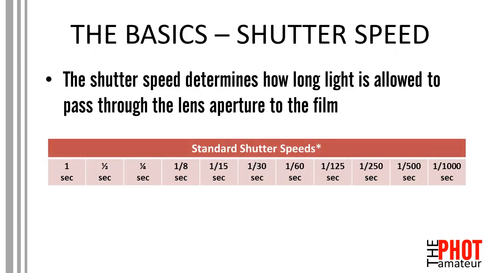And again, we've got a table of standard shutter speeds. Normally, these are measured in fractions of a second, and we'll start at one end. In fact, there will typically be another setting on your camera that is the B setting.